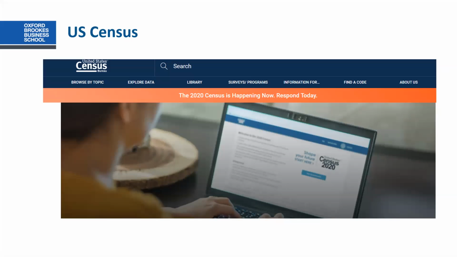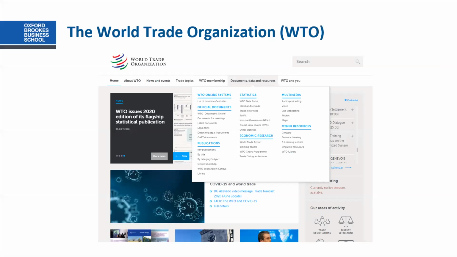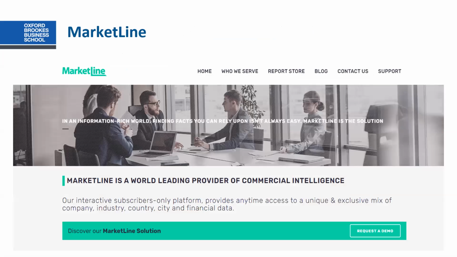This is another website for the US Census, which offers statistics about the people and the economy in the US. The website of the World Trade Organization also offers trade statistics and economic research. MarketLine is one of the websites. It's a company which provides access to reports and statistics on companies, industries and financial data in different countries. So those are all examples of secondary data sources that you can use in your research depending on your research question.